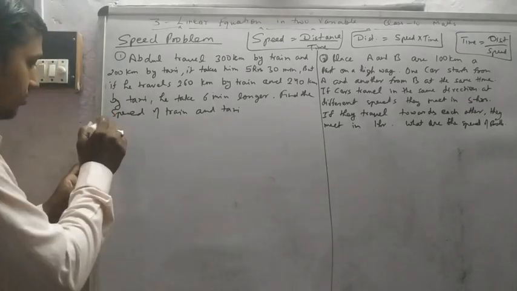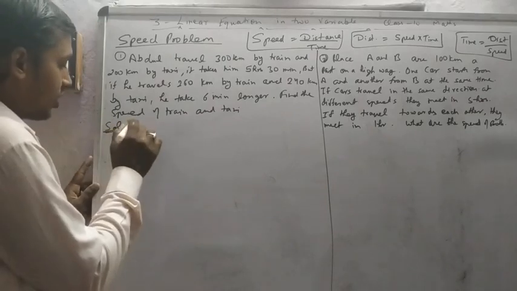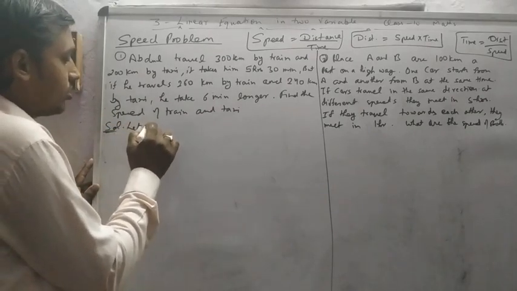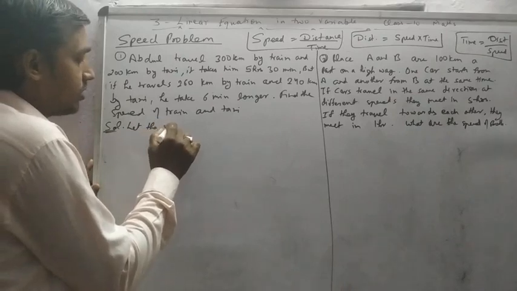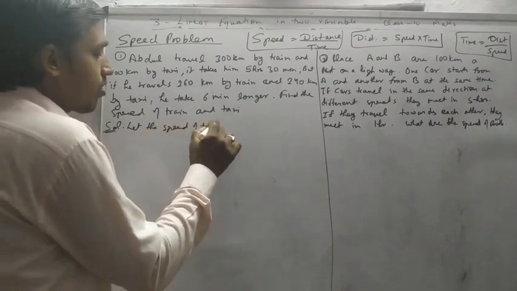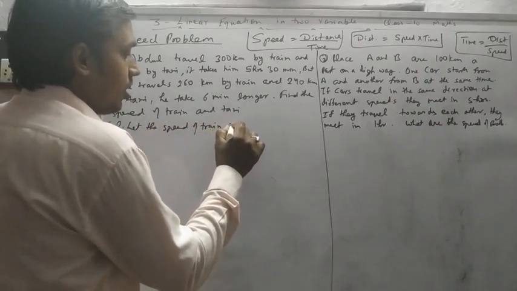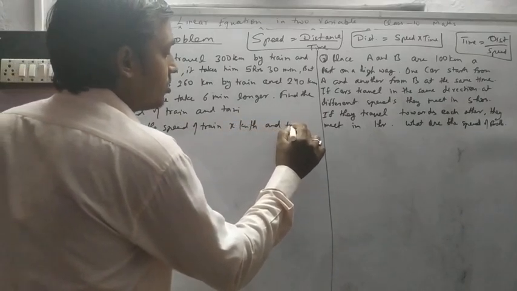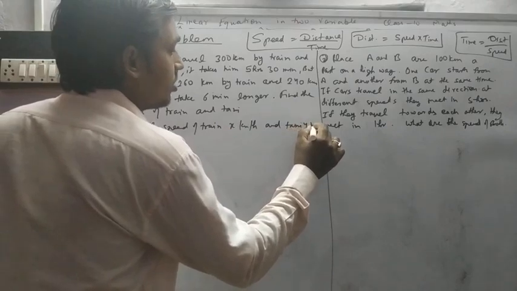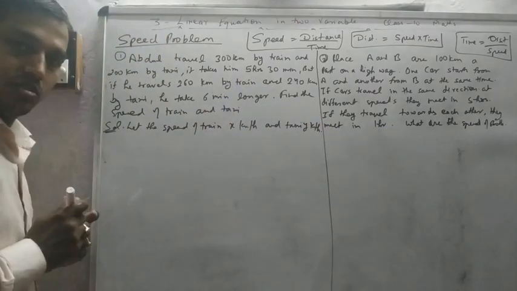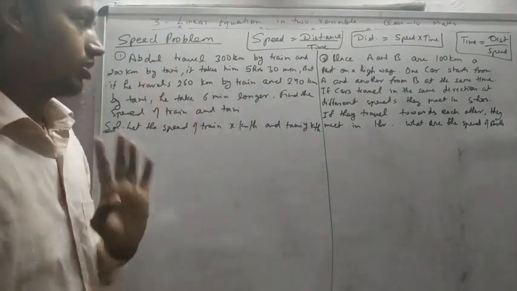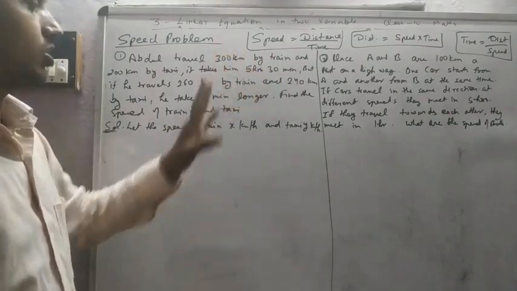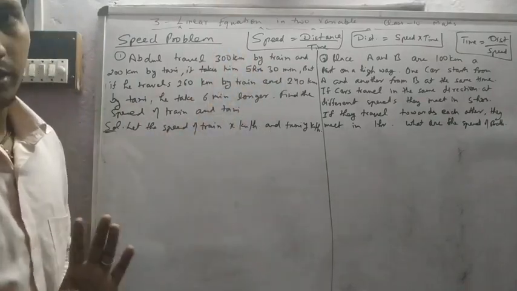So, first, let the speed of train be x km per hour and taxi y km per hour. Suppose that with unit kilometer and hours, so we take the unit kilometer and hours.